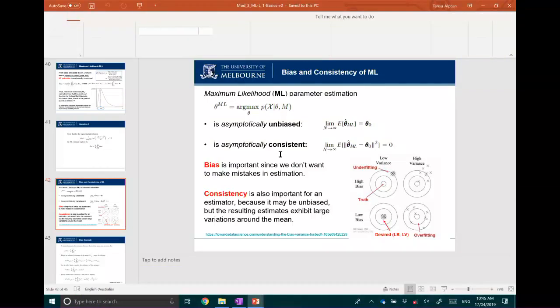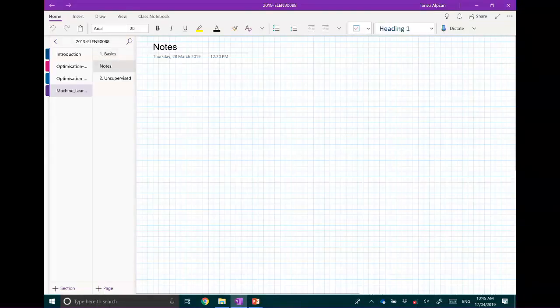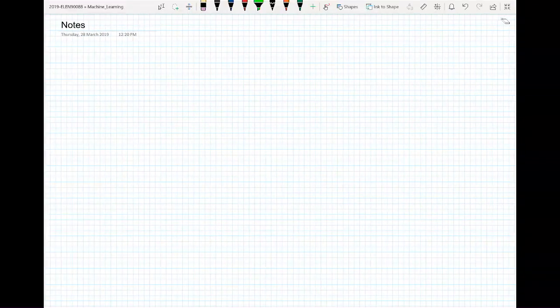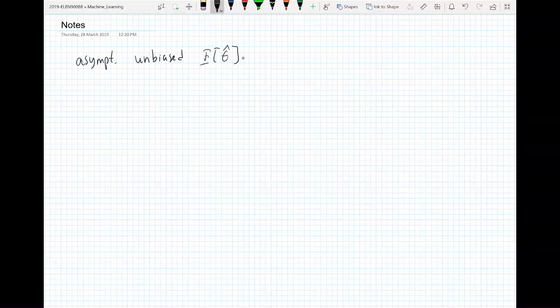I would like to write this down in the notes, because then I post them. So, asymptotically unbiased is good, because then the expected value of the estimate goes to theta true, but it can be like this.